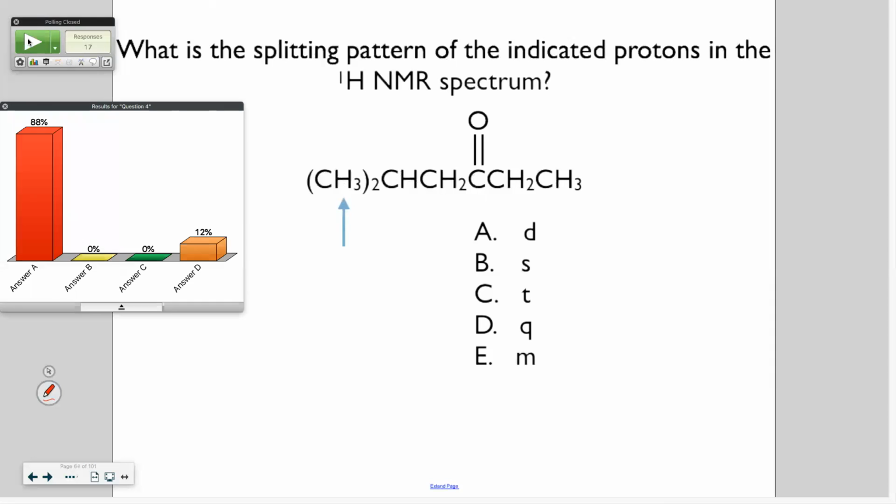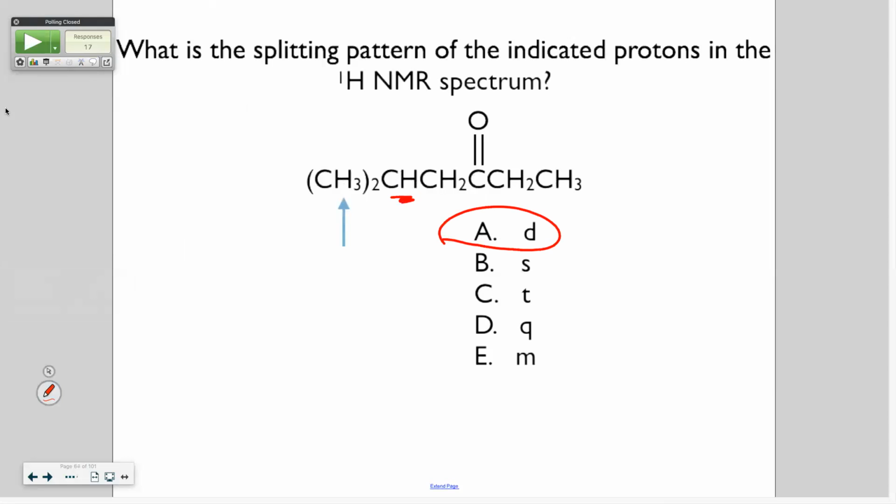All right. Okay. How many neighbors does this guy have? 1. What is it? Doublet. Okay, let me draw it out like this. First of all, do you see that those 2 methyls are not neighboring each other? I wasn't trying to be tricky. This is the only one that's neighboring them. I think that was how come somebody picked Q.